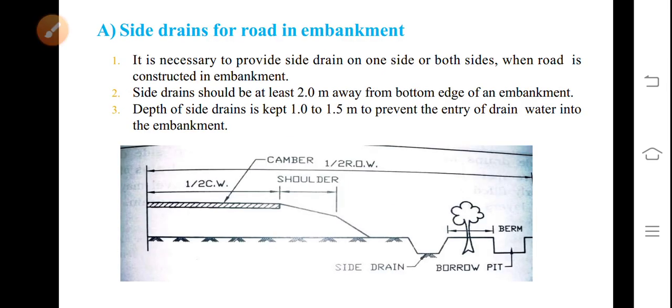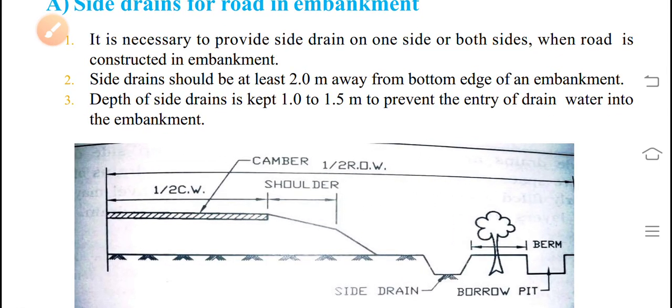Now, side drains for road in embankment. The figure shows clearly the section of such arrangement. It is necessary to provide side drain on one side or both sides, depending upon the necessity and quantum of water to be drained or taken into the side drains. When road is constructed in embankment, side drains should be at least 2 meters away from bottom edge of an embankment. These considerations should be clearly followed.